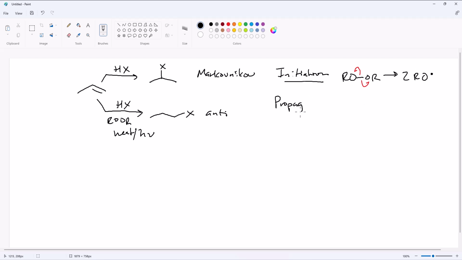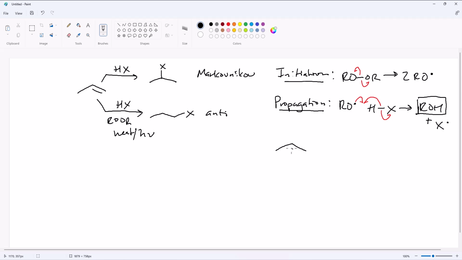Now our propagation step is going to be, again, reactions of radicals with non-radicals. So the first step that we can do here is an H dot abstraction from HX. The O dot reacts with H and we form X dot. So what we'll see is we always get an equivalent of alcohol in this type of reaction. We will get an equivalent of alcohol for every equivalent of peroxide that reacts. And now we've formed X dot.